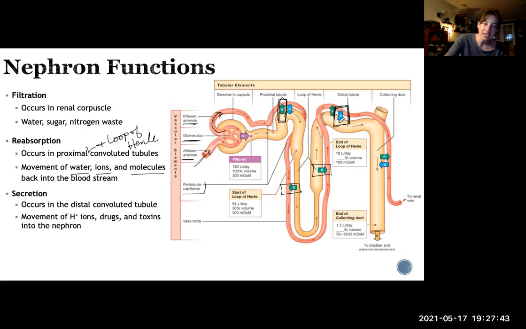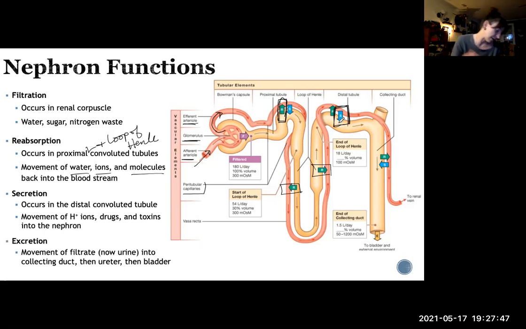And then finally, excretion is going to be everything from the collecting duct outside of the body. So to the renal pelvis, to the ureter, to the bladder, to the urethra, and gone, okay?